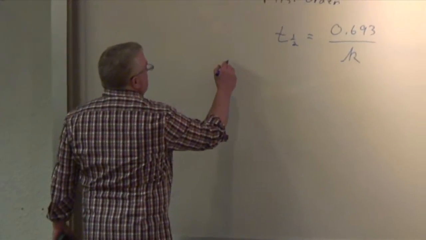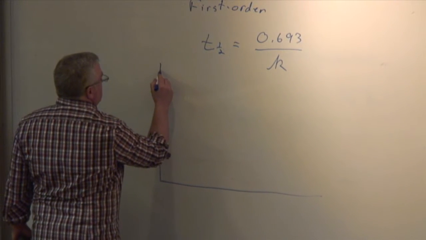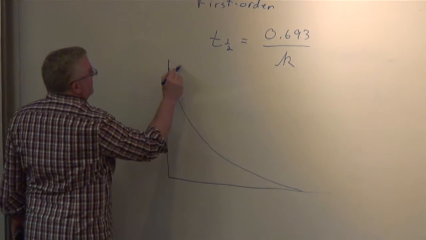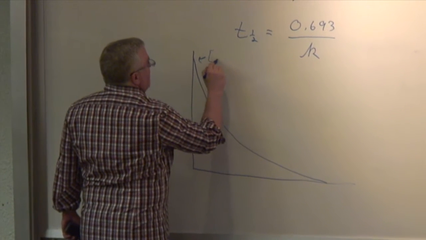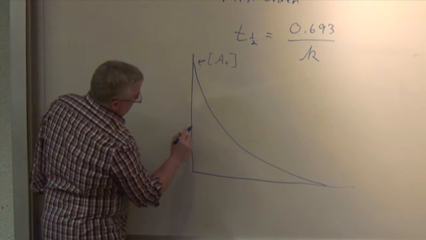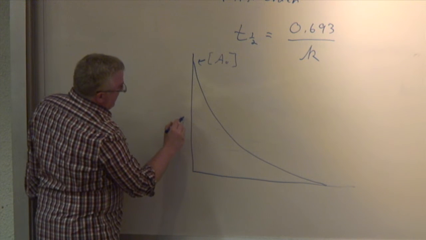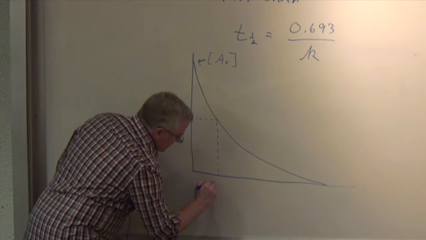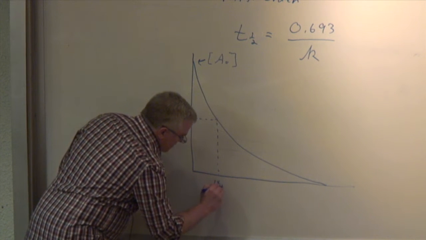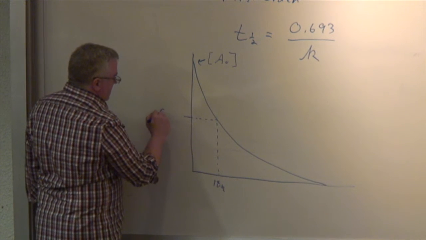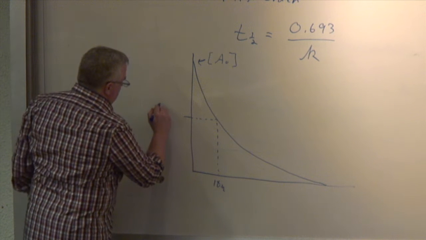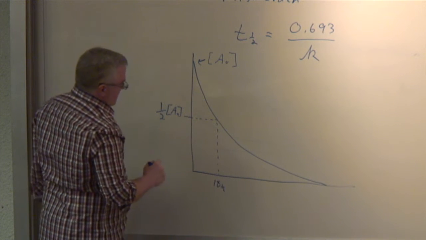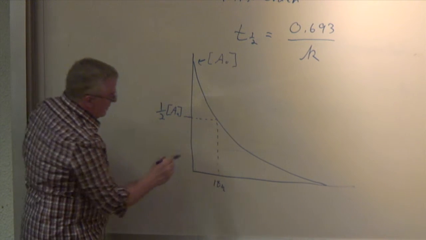Now the nice thing about a half-life for a first-order reaction, this is A naught, when A naught gets reduced by half, this is one half-life. If we reduce this by half again, it'll be another half-life.